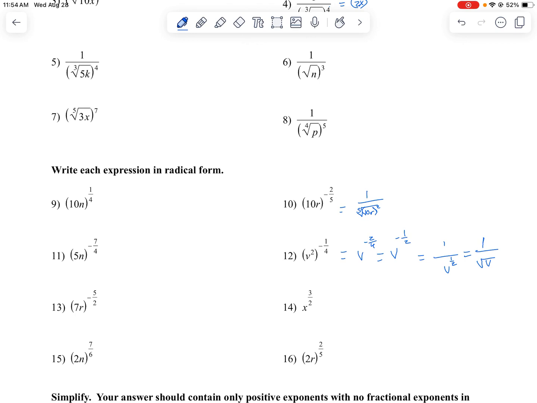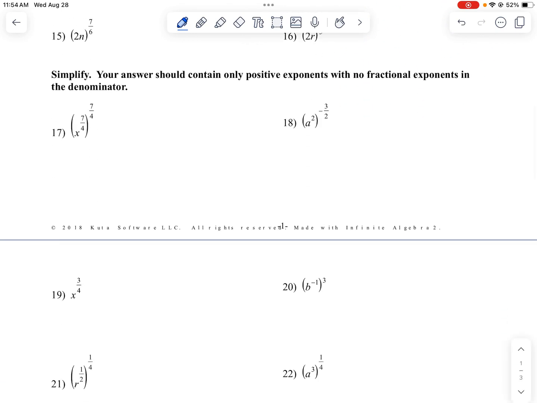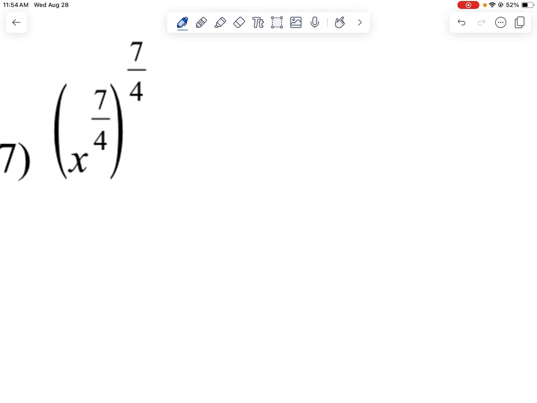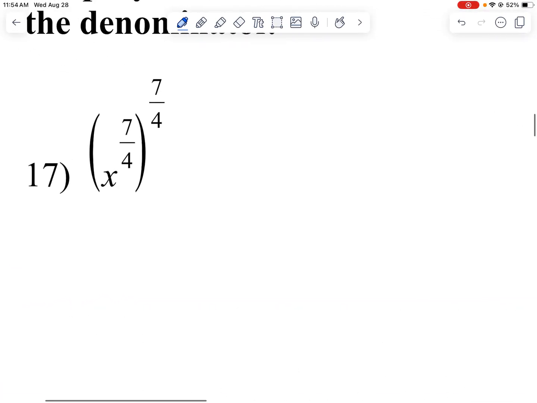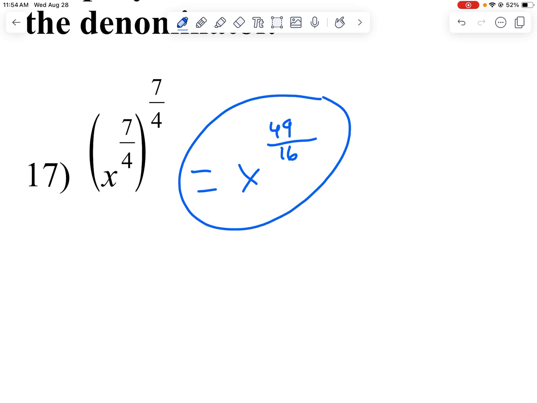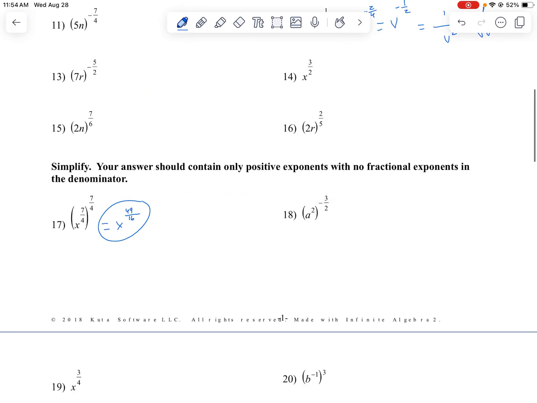So this will go into the first section. The next section is where you are simplifying things as much as possible. Something like this becomes x to the 7 times 7, 49, over 8 times 8, 16th power. And that's it. You're just trying to simplify the expression that's there.